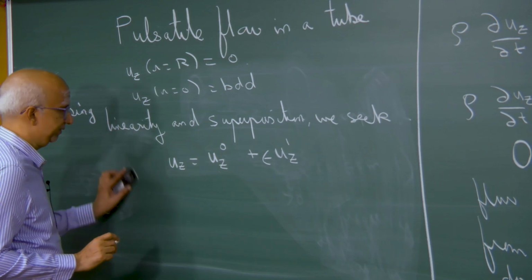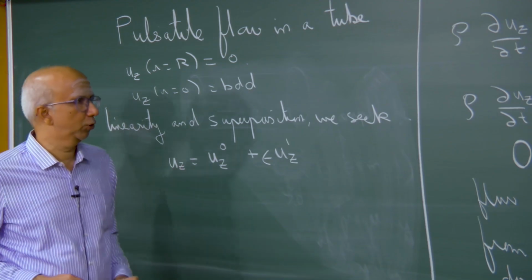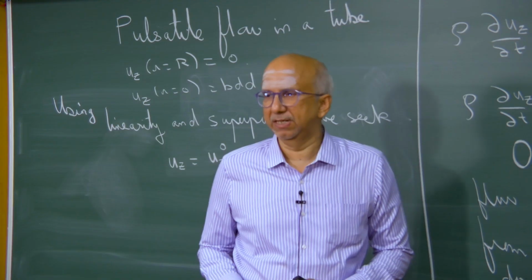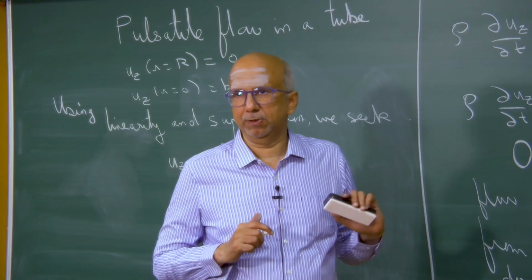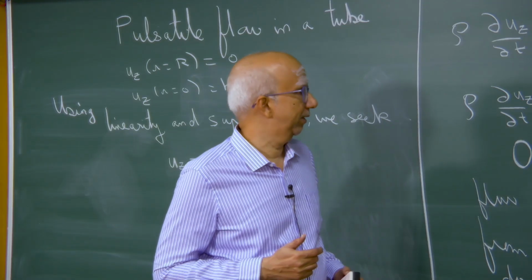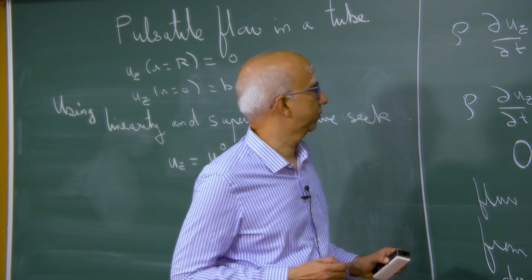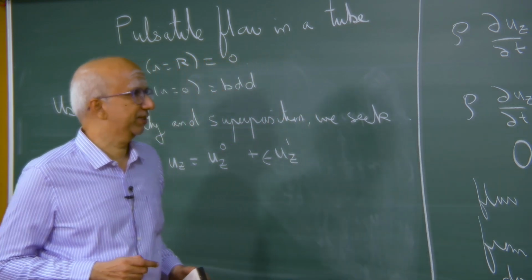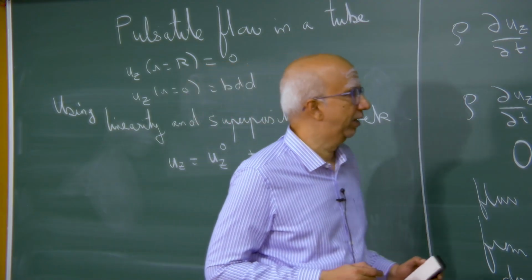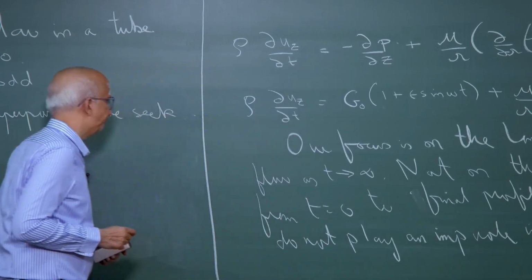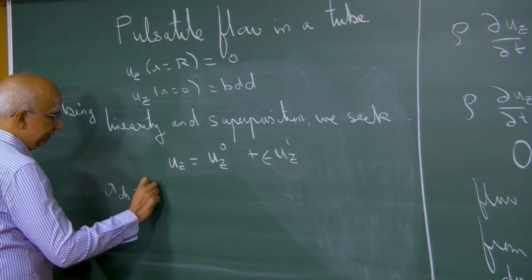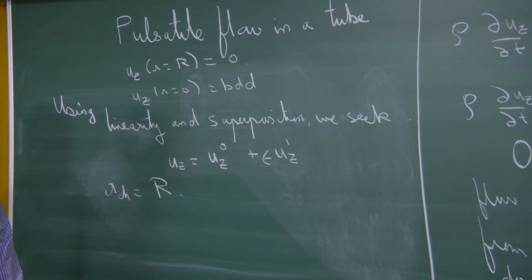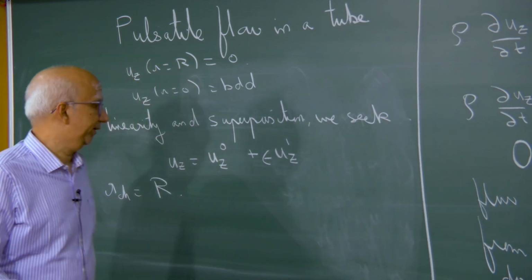Now before I do this, what I would like to do is make this equation dimensionless, and then we will use the principle of linearity and superposition. That is going to be more efficient to do. So how do I make this dimensionless? I need to decide the scales. So the characteristic length scale is capital R, the size of the tube. Now I need to calculate what is the characteristic velocity scale.